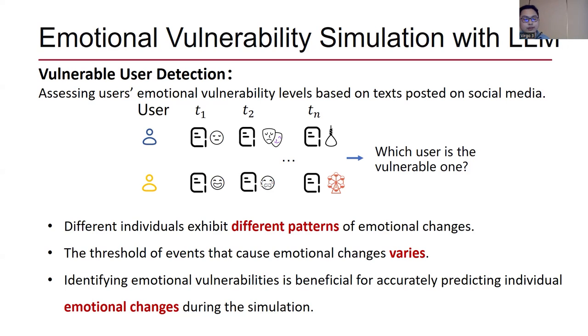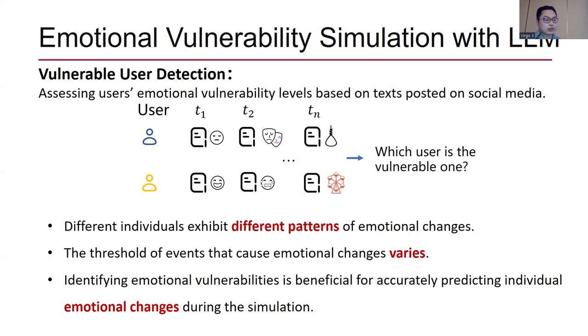As I introduced in the S3 system, we use the historical posts on social media to represent the user. The simulated agent is expected to generate social media content posts, so the posts are very important data here. We want to judge whether the user is vulnerable or not, to predict his or her future emotional state. If the user or the agent is a vulnerable one, he or she will maybe get depressed after some post exposure.